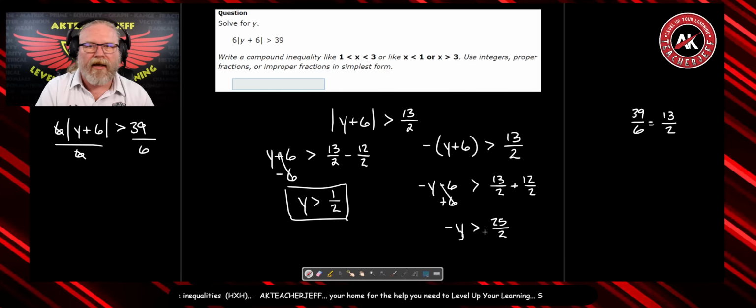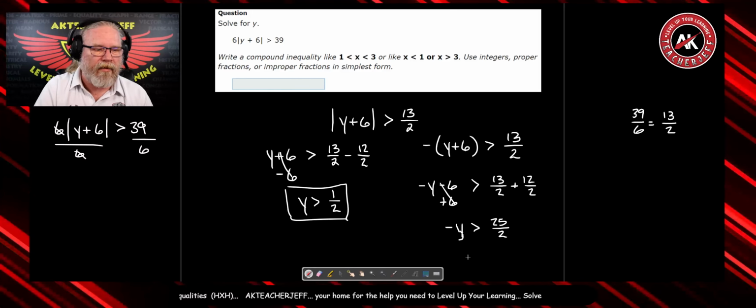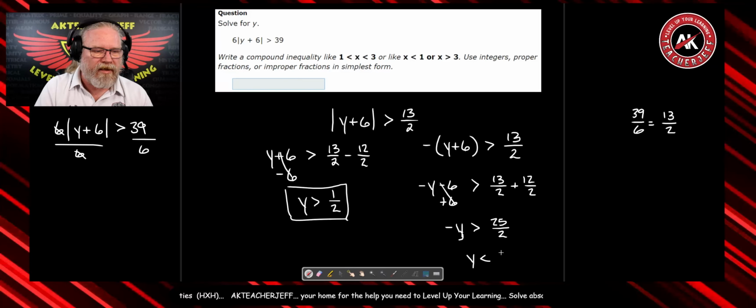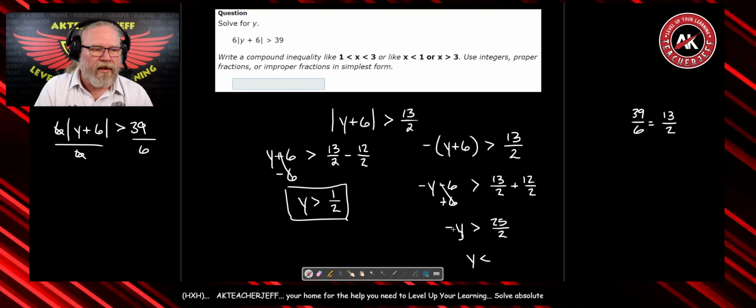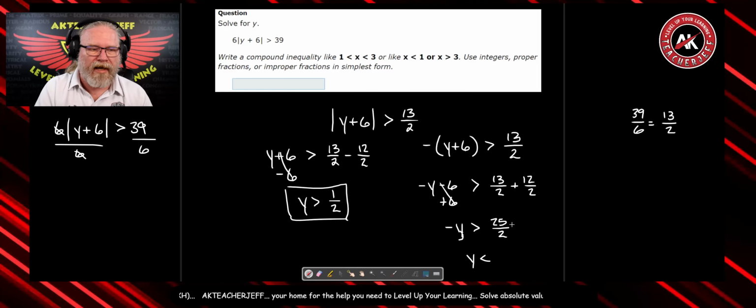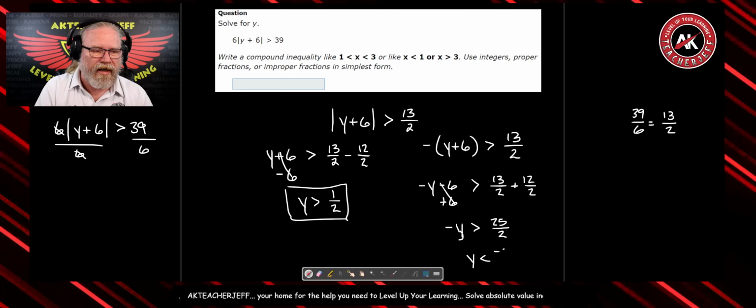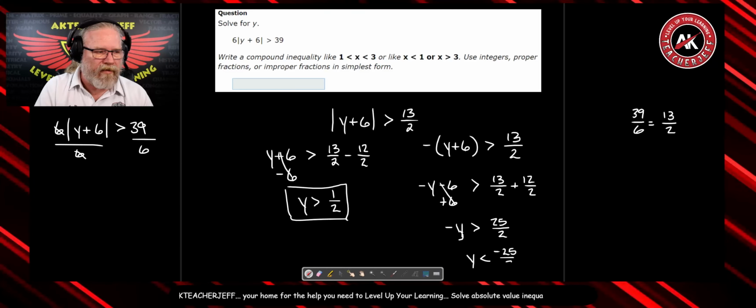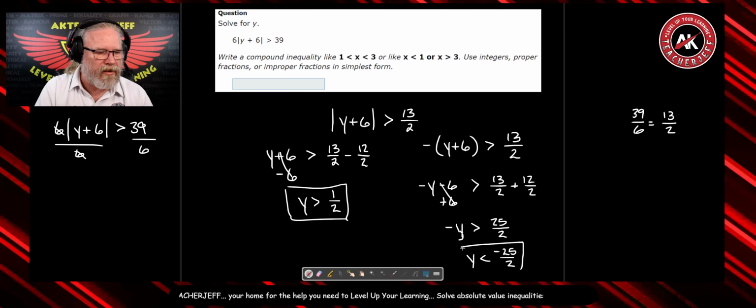Denominator still 2. Now I have y is negative. I want to make it positive, which means I'm going to flip the sign. And if I'm going to change the y from negative to positive, then this is going to have to go from positive to negative. Negative 25 over 2. And there's my other solution there.